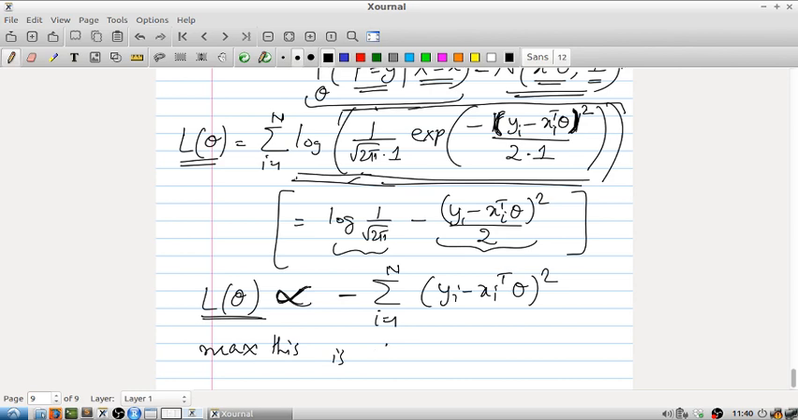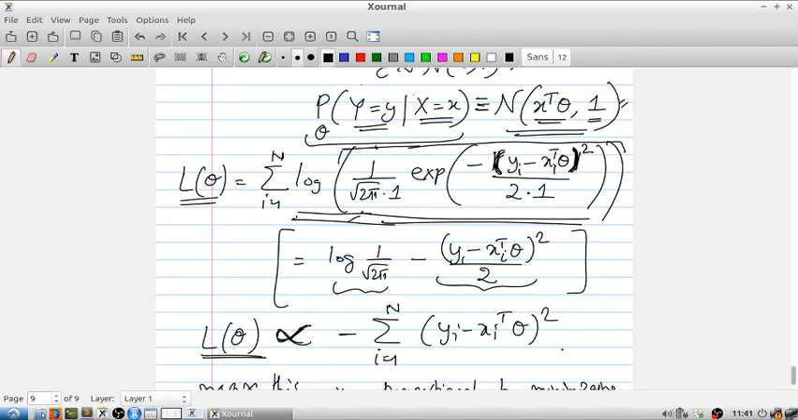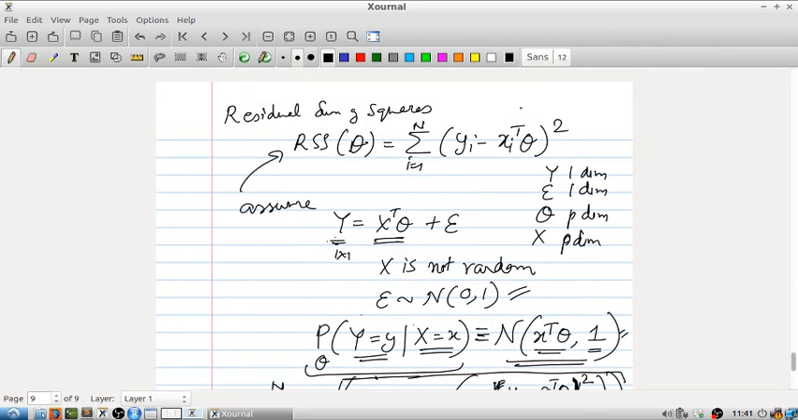is proportional to minimizing residual sum of squares theta. You see the expression for residual sum of squares, that's what this is, right?